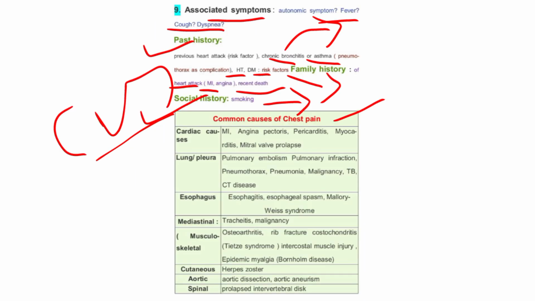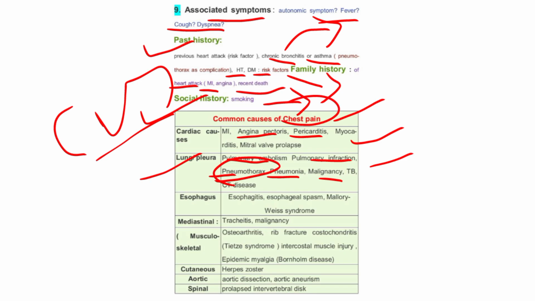Okay, some common causes of chest pain are cardiac, where you can see mitral valve prolapse, pericarditis, angina. These are the cardiac causes. Lungs include pulmonary embolism, pulmonary infarction, pneumonia, any kind of tumor, malignancy, pneumothorax, air in the thoracic cavity, TB. And there are chest pain causes also of the esophagus: esophagitis, inflammation of the esophagus, esophageal spasm, Mallory-Weiss syndrome. This is the bleeding in the upper GI tract.